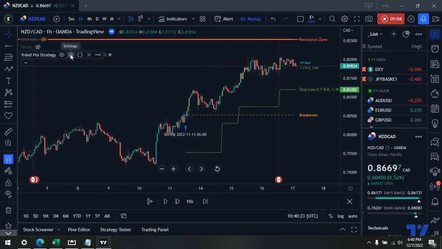So again, you simply just put the strategy on your chart, and it's linked below, and you can immediately see and backtest the results for yourself, right?